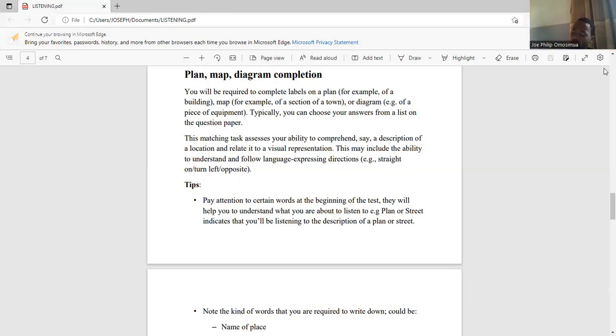Now, they could use north, south, east, and west, which we would call a compass. They could use something like this for these descriptions. Or they could use left and right. So take note of this. It is important you take note of this.